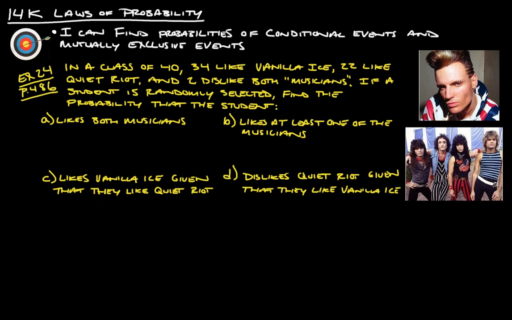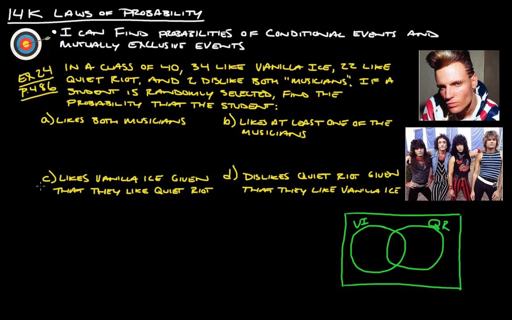All right, moving right along. Let's go to our first example here. Example 24 from page 486 has a class of 40, 34 like Vanilla Ice, 22 like Quiet Riot, and 2 dislike both musicians. If a student is randomly selected, find the probability that the student, and then we'll do these 4 different scenarios here. Okay, so first thing we're going to probably want to do to make our life a little bit easier is draw a Venn diagram.